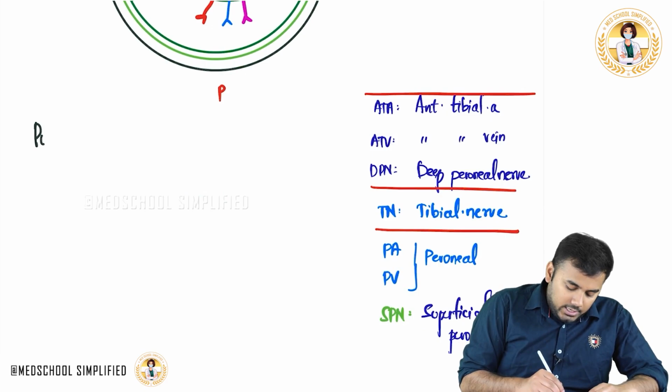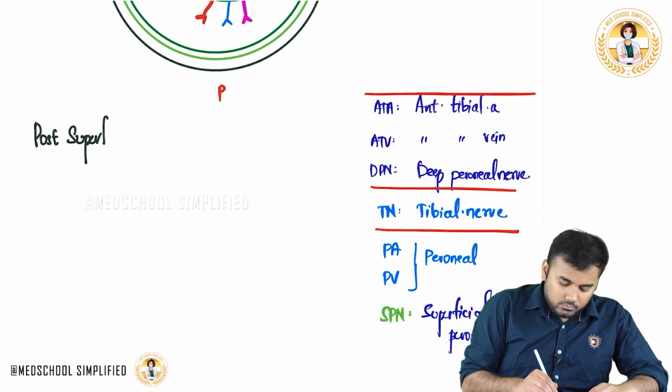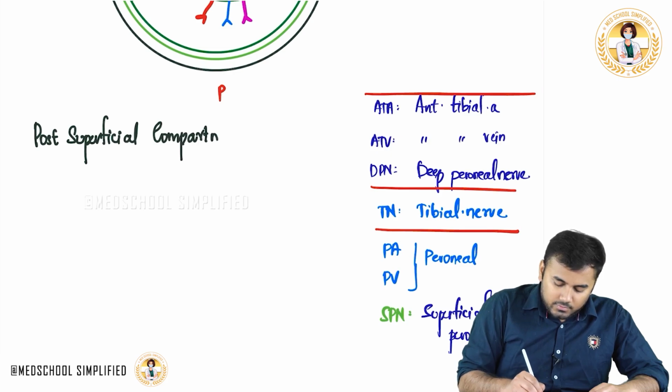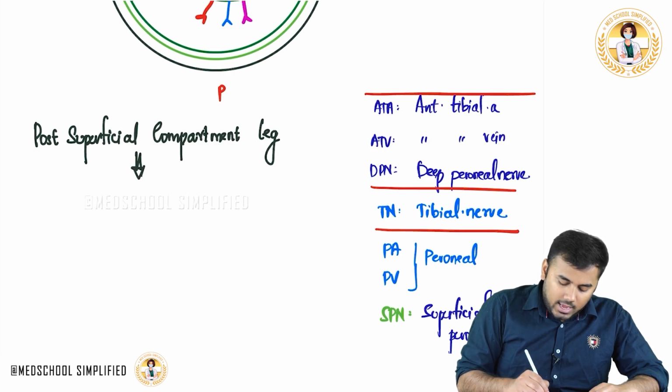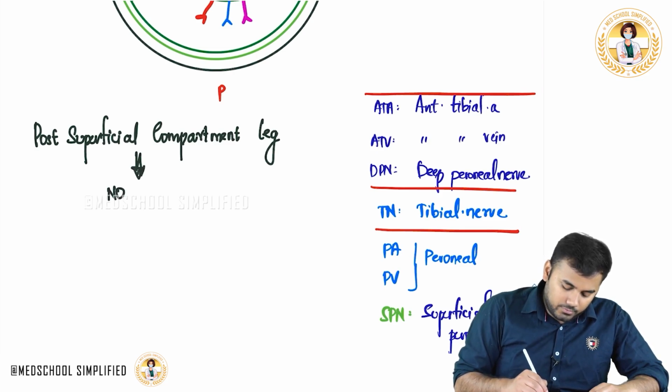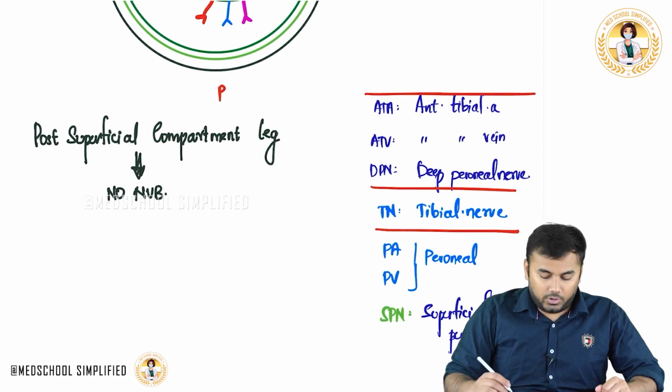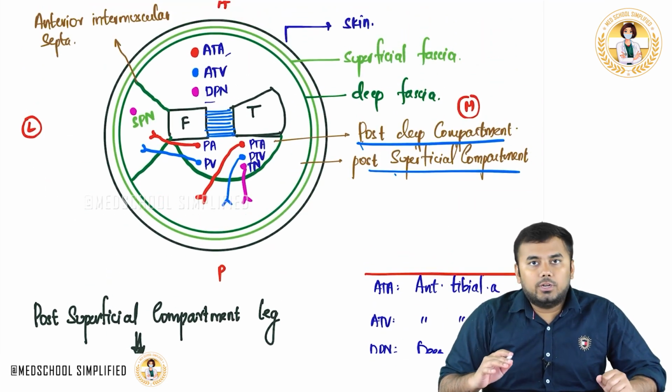So the posterior superficial compartment of the leg is the only one that has no NVB, neurovascular bundle or neurovascular structures. So this is the overall thing you need to remember.